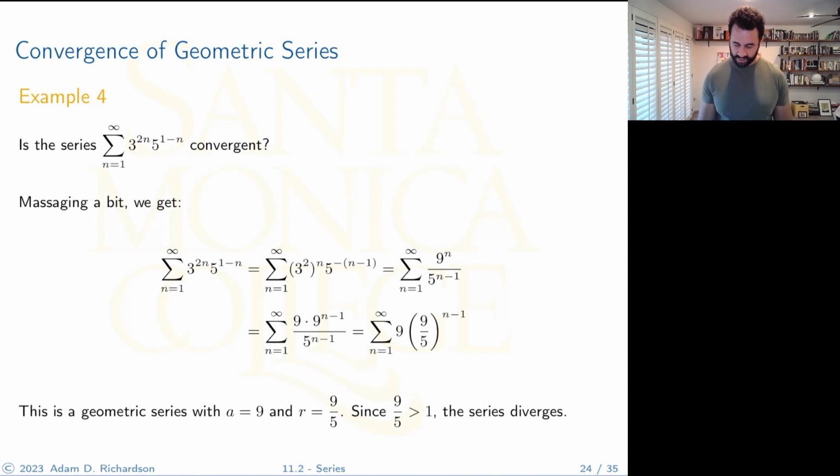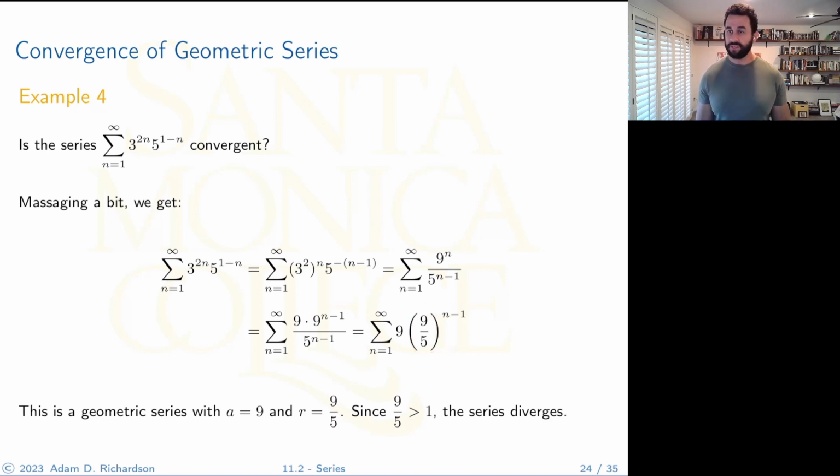Let's see, what else? Well, I've got an n minus 1 down here, and the form of a geometric series has an n minus 1 for the exponent. So maybe I need to rewrite this in terms of n minus 1. So what I'm going to do is the same technique that I did earlier. I'm going to factor out a 9 from this and rewrite 9 to the n as 9 times 9 to the n minus 1. Okay, now I'm going to combine these factors here because we've got 9 to the n minus 1 over 5 to the n minus 1. Properties of exponents says we can write that like so.